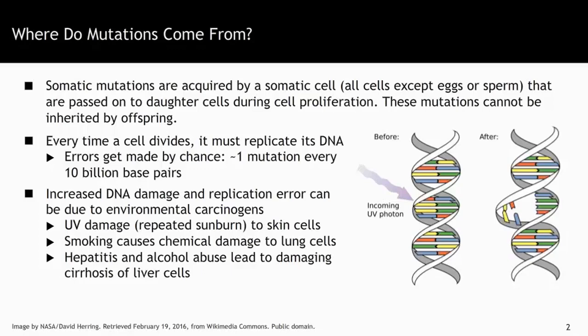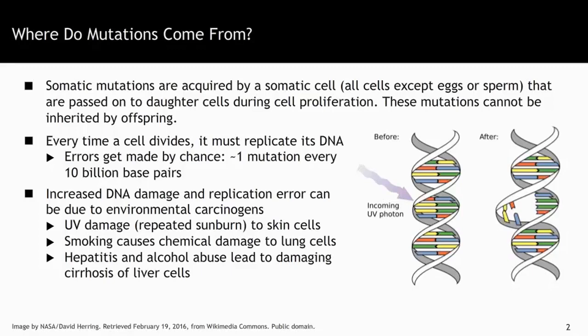There is an increase in DNA damage and subsequent replication error due to environmental carcinogens as well. These include UV damage, which is also shown in the cartoon to the right, where an incoming UV photon hits the DNA and damages it so that it causes nicks in the DNA, which you can see to the far right, which then have to be repaired by the cell. And this can cause an increased risk of skin cancer.